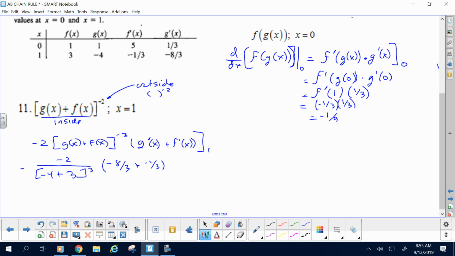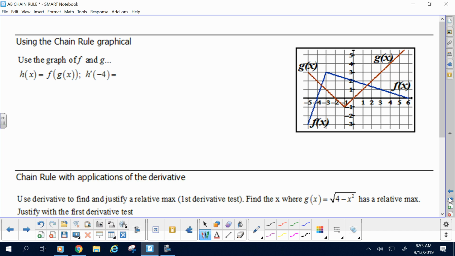Let's see how we did. That's negative 2 over negative 1 cubed, which is negative 1, times negative 8/3 minus 1/3, which is negative 9/3. So when it's all said and done, it looks like positive 2 times negative 3. Do you win with an answer of negative 6? Did you win? Or did you take the L, as you kids say? Yes? All right. Well, I hope you won. You are tied. All right.